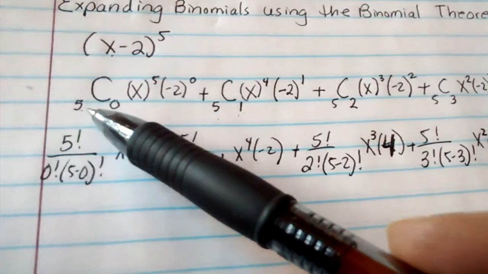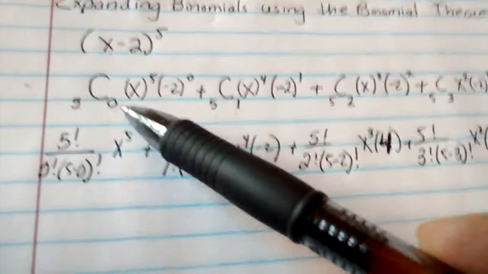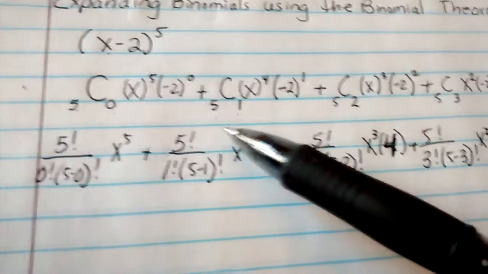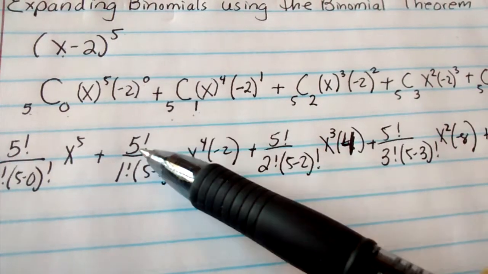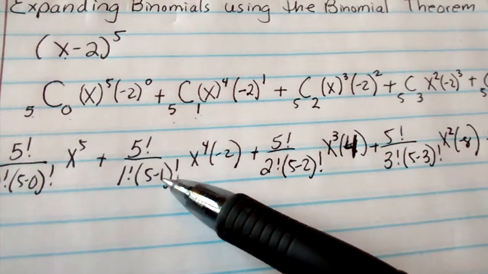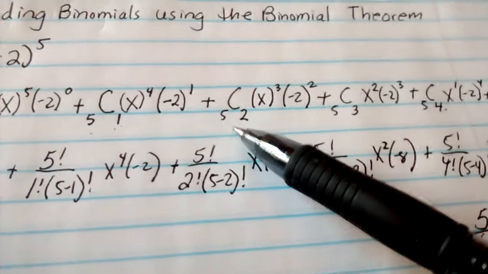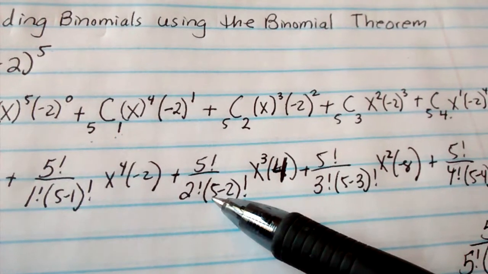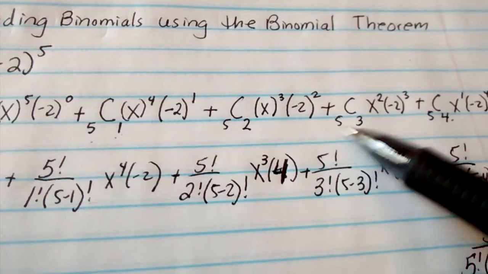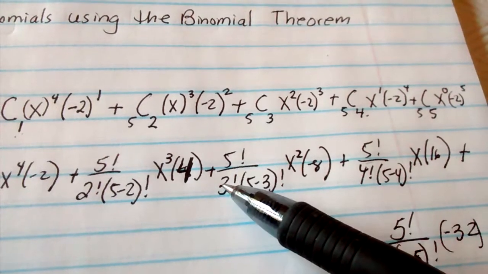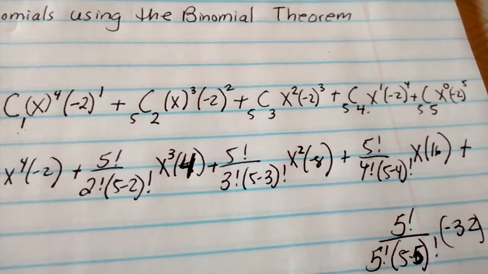Okay, so now that you've had your setup, you use your factorials. This is written as 5 factorial over 0 factorial times (5 minus 0) factorial, and so forth. This is 5 factorial over 1 factorial times (5 minus 1) factorial. Here's this one, 5 factorial over 2 factorial times (5 minus 2) factorial, and then this one is written as 5 factorial over 3 factorial times (5 minus 3).